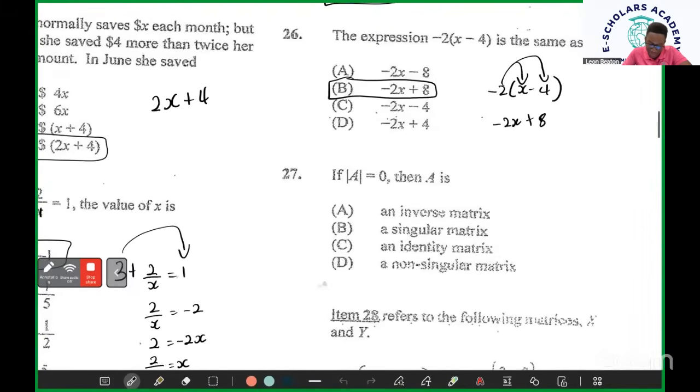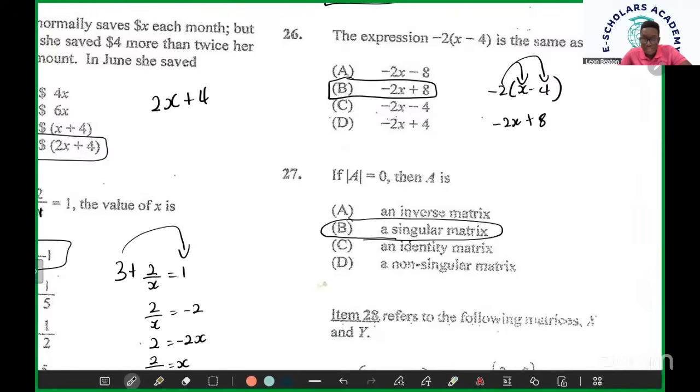All right, if the determinant of A is equal to 0, then A is, so when the determinant of a matrix is equal to 0, then we know A is what? A would be a singular matrix. All right, singular matrix when the determinant is 0. All right, this is one you got to remember.